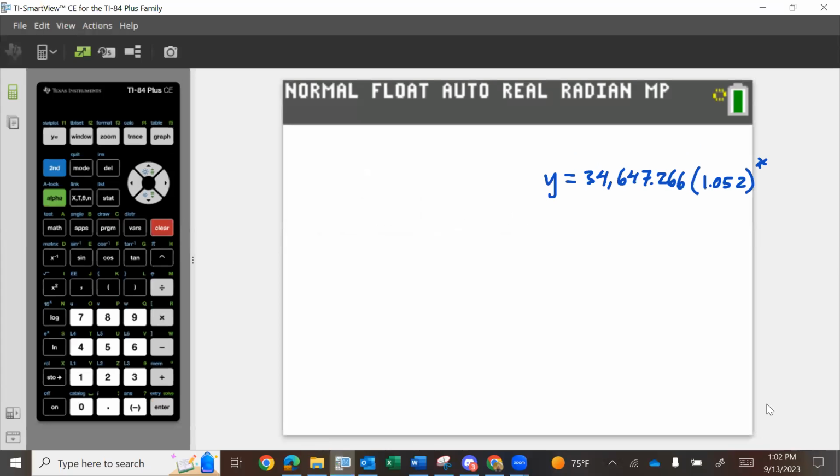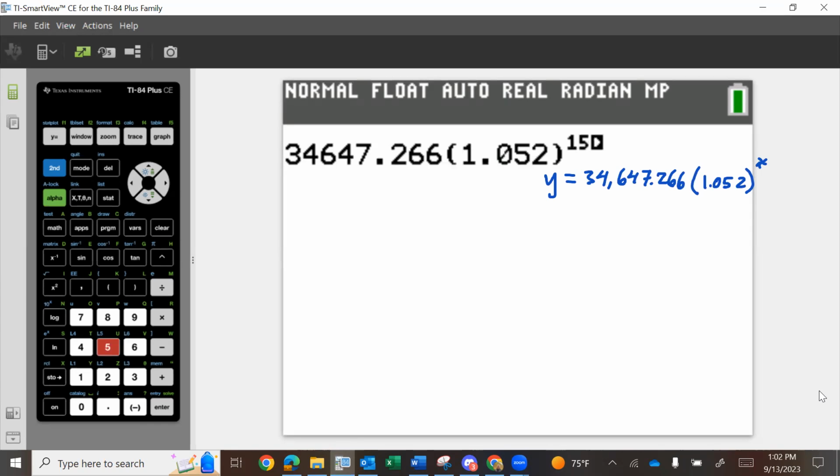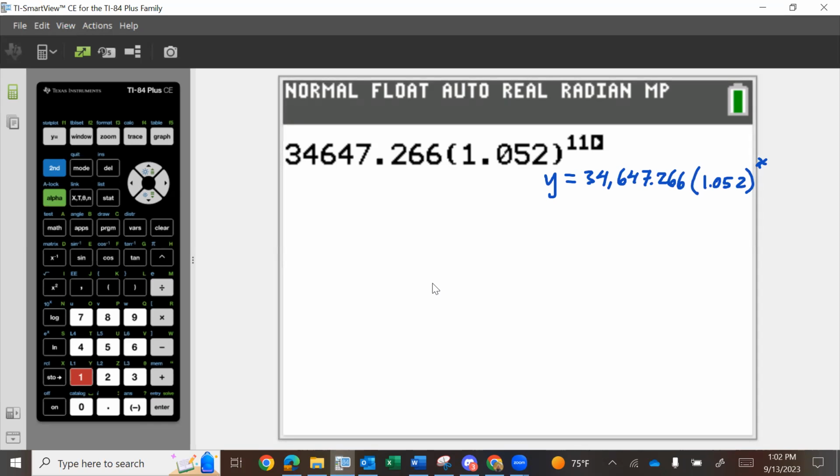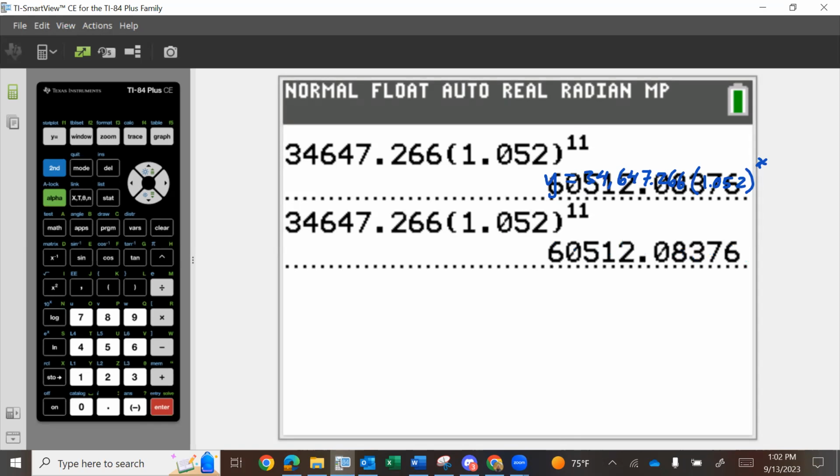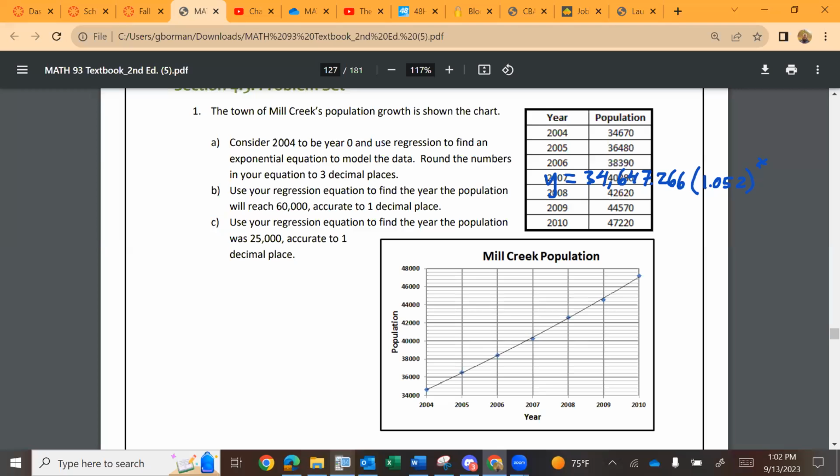And then if I wanted, I could say 34,647.266 times 1.052 raised to, let's guess, year 15. Or, 2015 is not year 15, because 2004 is year 0. So 2015 minus 2004 is 11. So the year 2015 is year 11. And that's hard to read. Okay. And we're looking for when the population hits 60,000.